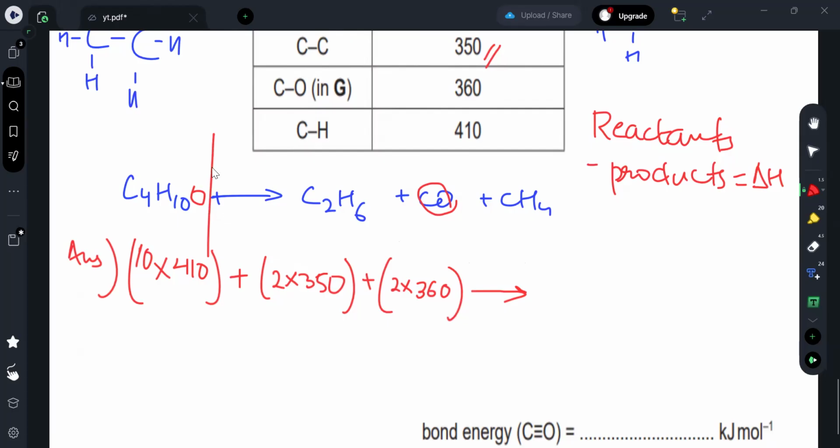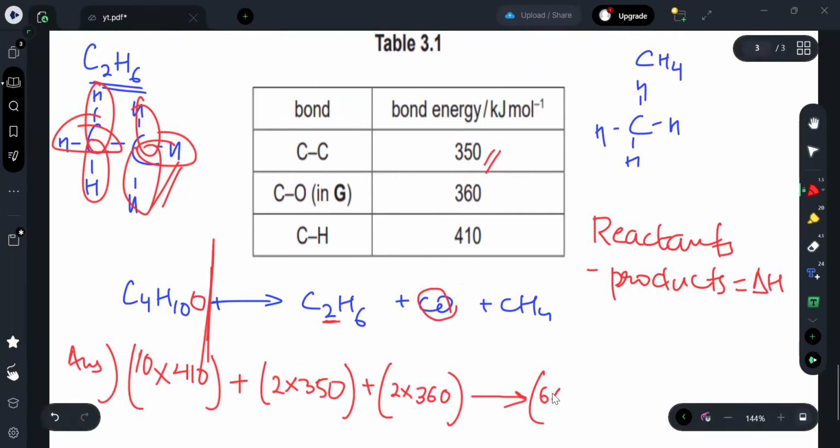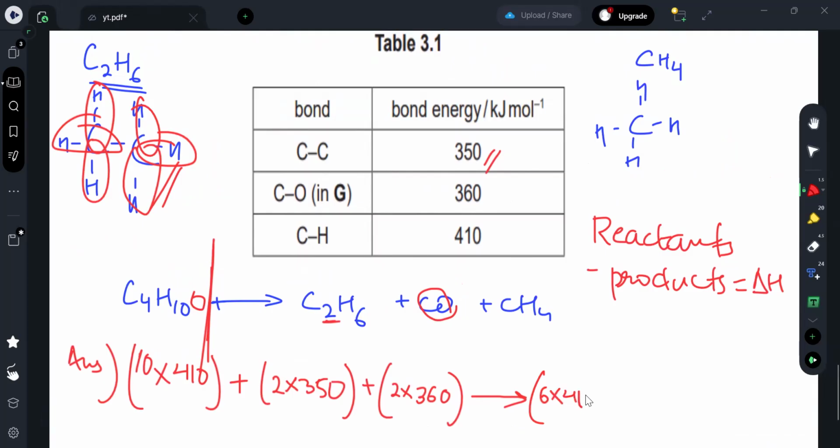Now we are done with the reactant part. Let's go for the products. C2H6, which we drew over here: we have 1, 2, 3, 4, 5, 6, so 6 CH bonds, 6 times 410, plus we have 1 CC, so we just write 350. We are done with the C2H6 as well.